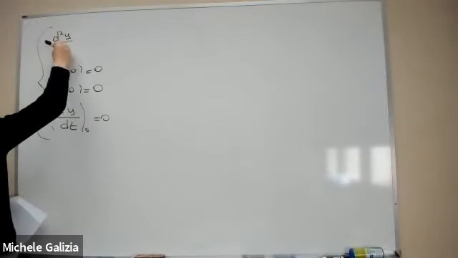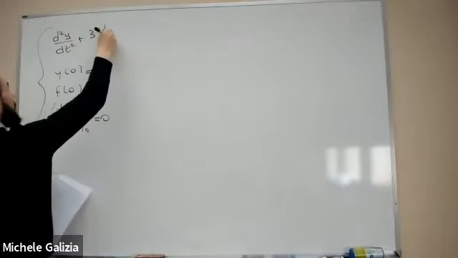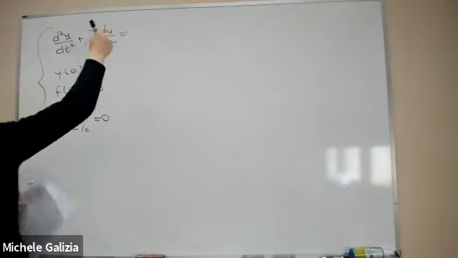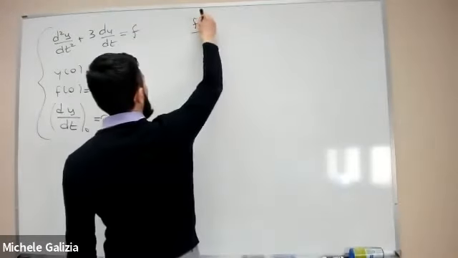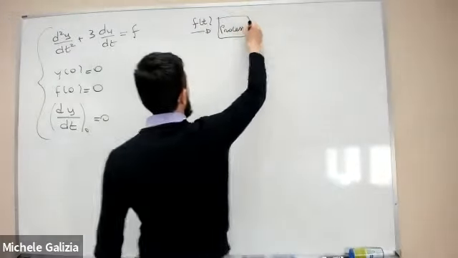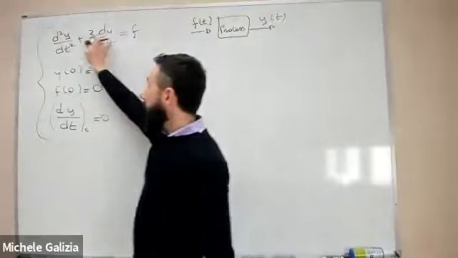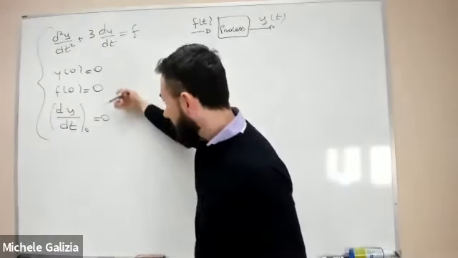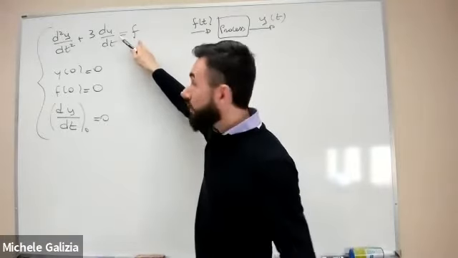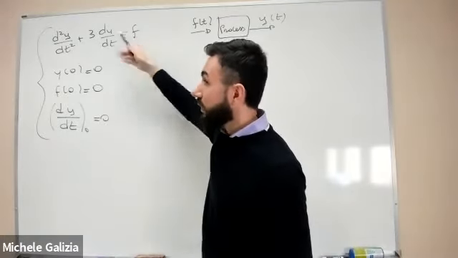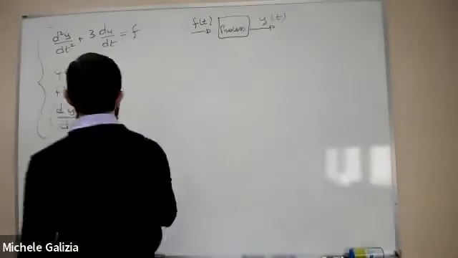Second derivative of y with respect to time plus 3 times the derivative of y with respect to time is equal to f. So f is the input in the time domain, y is the output in the time domain. Obviously, the equation is linear, and it is written in the deviation variable form. So f is not an absolute value, but the deviation of the input from the original value. y is the deviation of the output from the original value.